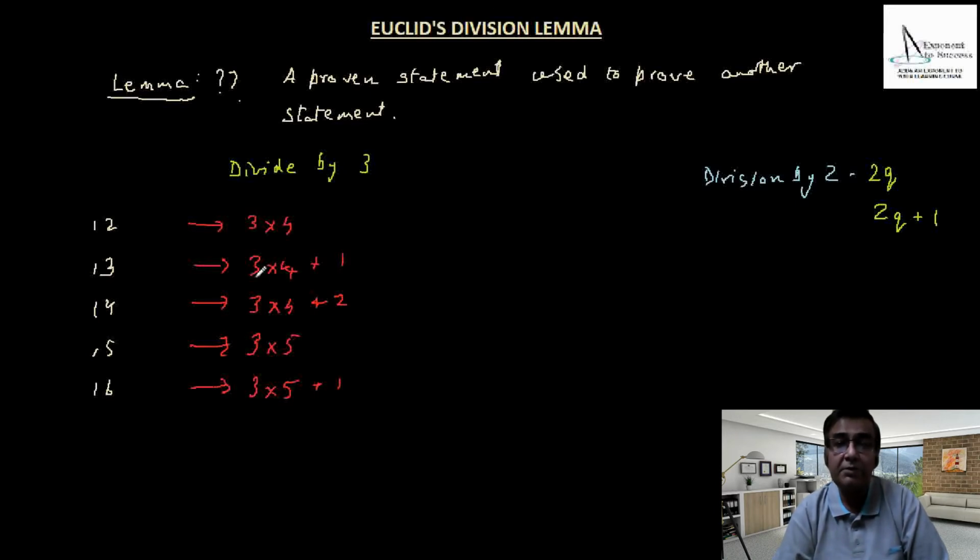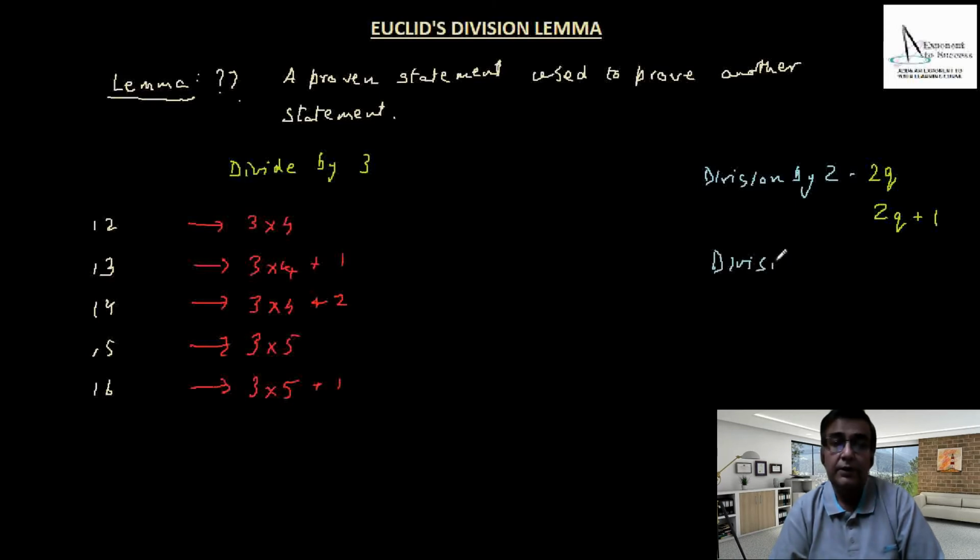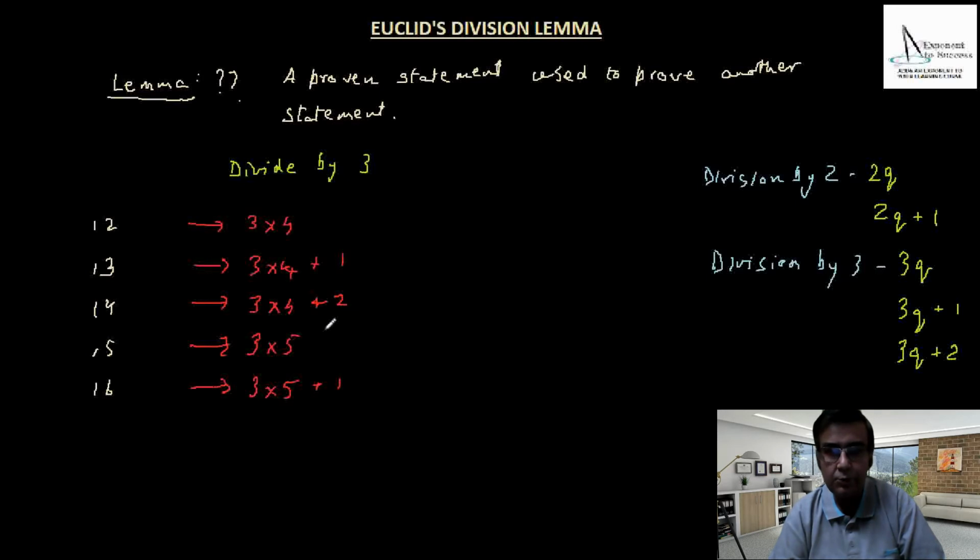So again, let me write it on the side that when we do division by 3, the number that we are dividing can be written in the form 3q, which means 3 times the quotient, whatever the quotient is, or it can be of the form 3q plus 1, where it leaves a remainder of 1, or it can be 3q plus 2, where it leaves a remainder of 2.